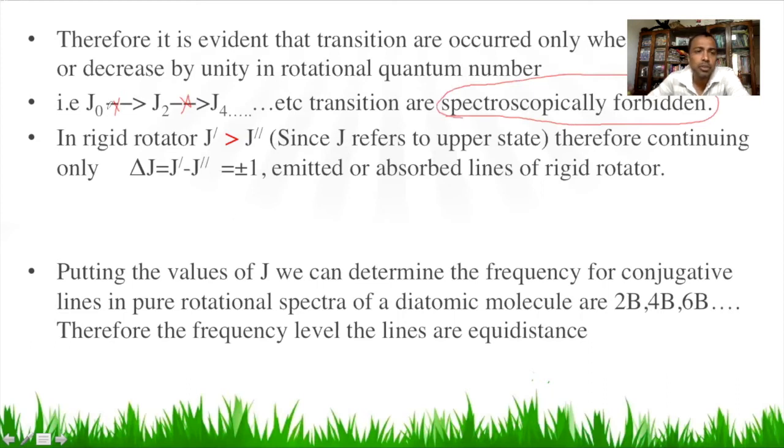So in the rigid rotator, ΔJ is plus or minus 1. J single dash refers to the upper state, J double dash means the higher energy state. So it can be either plus or minus. If it is written this way, then plus one will be for emission, minus one will be for absorption, since the J value is different.